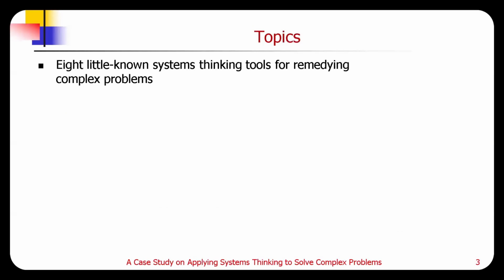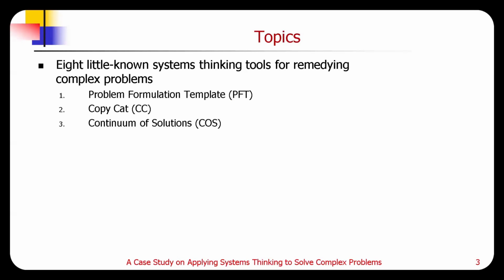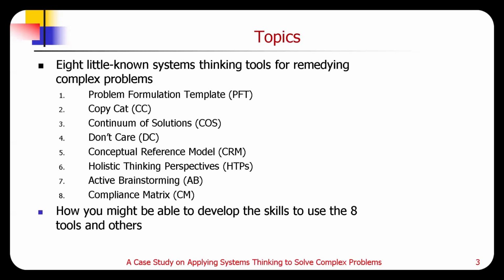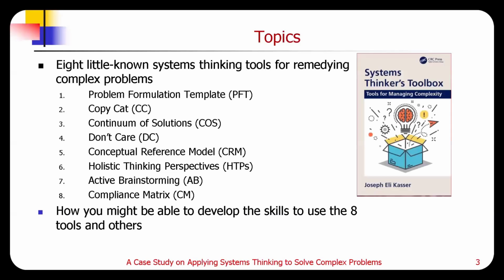So the topics I'm going to talk about are 8 little-known systems thinking tools for remedying complex problems: the problem formulation template, the copycat, Continuum of Solutions, Don't Care, Conceptual Reference Model, the Holistic Thinking Perspectives, Active Brainstorming, and the Compliance Matrix. And then I'm briefly going to talk about how you might be able to develop the skills to use the 8 tools and others. And by the way, the tools are in the Systems Thinking Toolbox.